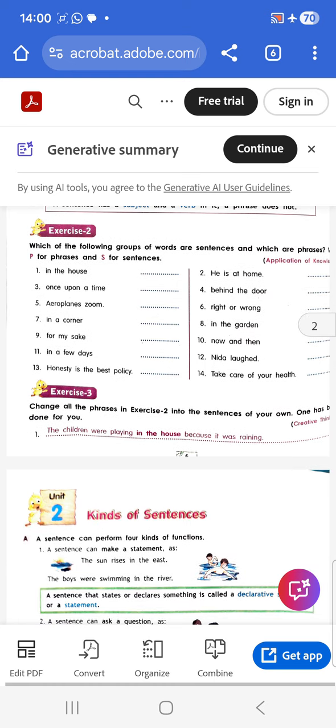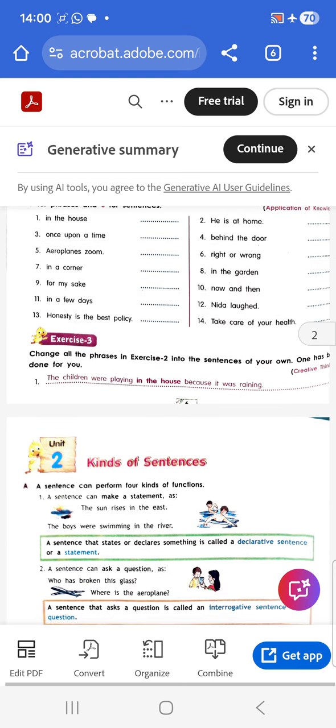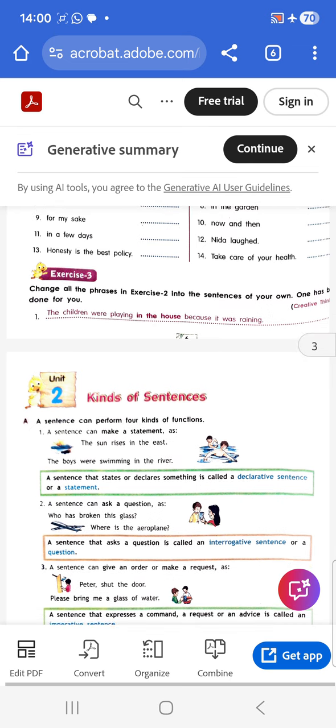Now we are talking about kinds of sentences. A sentence can perform 4 kinds of functions. A sentence can make a statement. The boys are swimming in the river. A sentence that states or declares something is called a declarative sentence or a statement. Then next, a sentence that asks a question is called an interrogative sentence or a question.